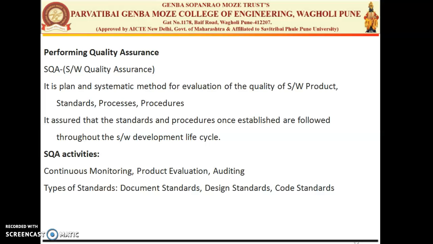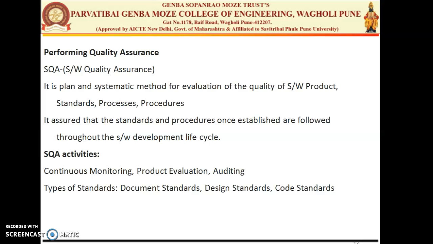So in this session, we'll start with the next point of the 5th unit, that is software quality assurance. Whenever we talk about quality assurance, there is always the word SQA, that is software quality assurance. It is a planned and systematic method for evaluation of the quality of your software products, your standards, procedures and processes. So it assures that the standards and the processes once established are followed throughout your software development life cycle.